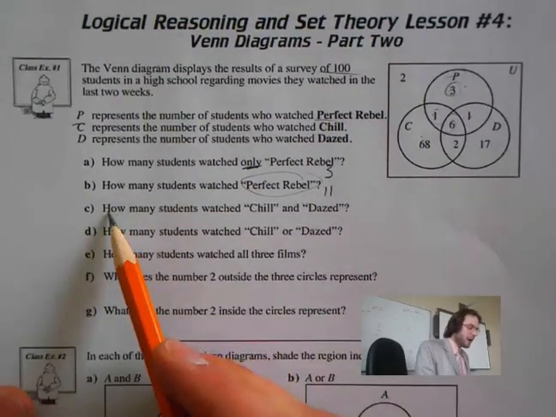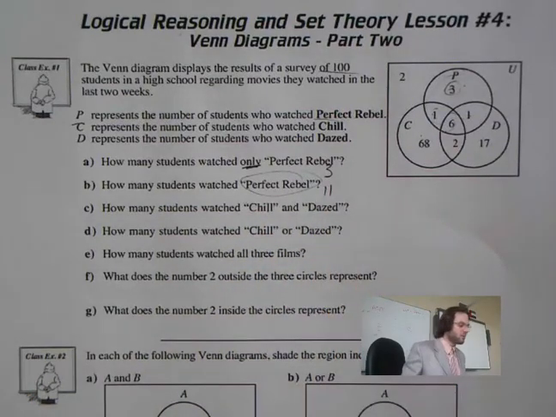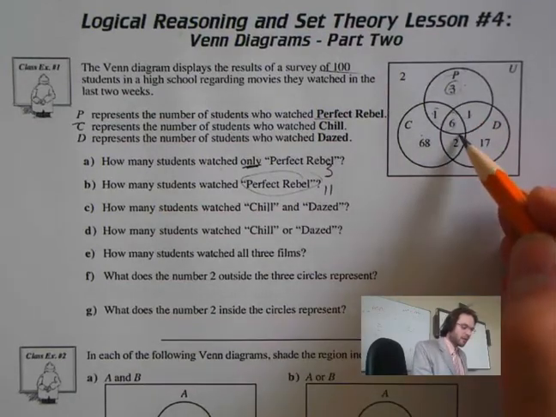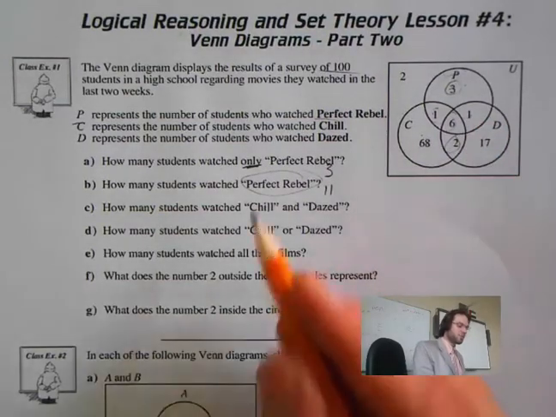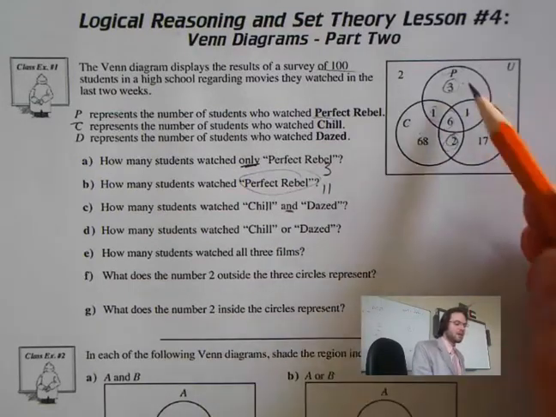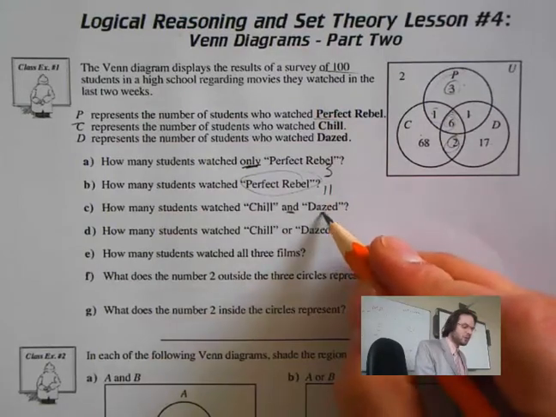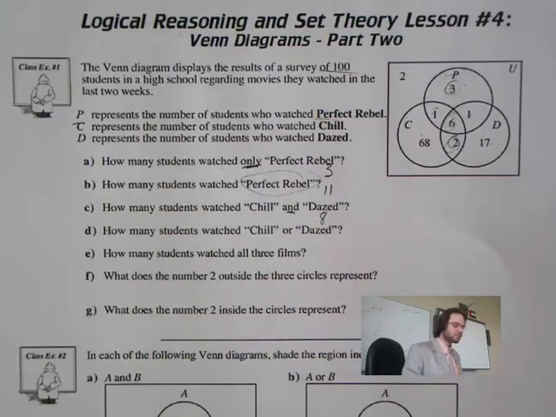Next question says, how many students watched Chill and Dazed? Well, I look at this here. They must watch both because of that and. We have 2 that watched only Chill and Dazed, and we have 6 that watched all 3. So that gives me a total of 8.